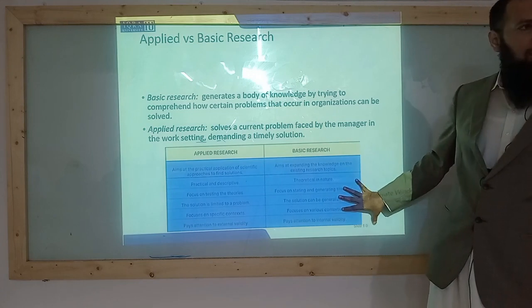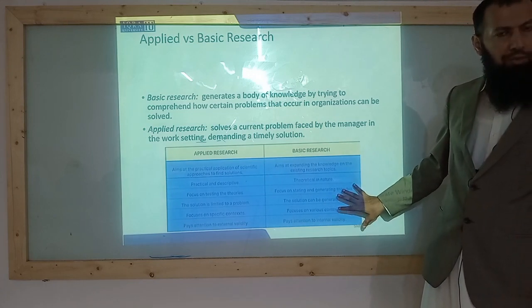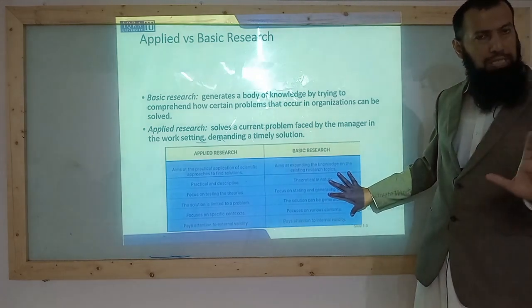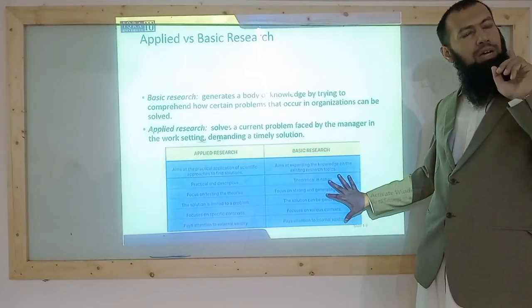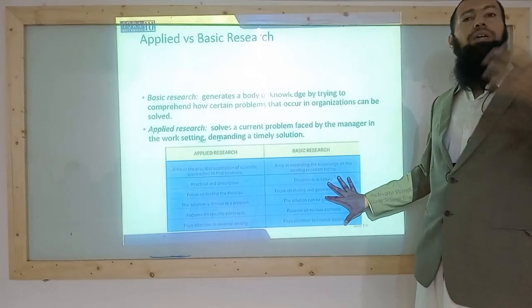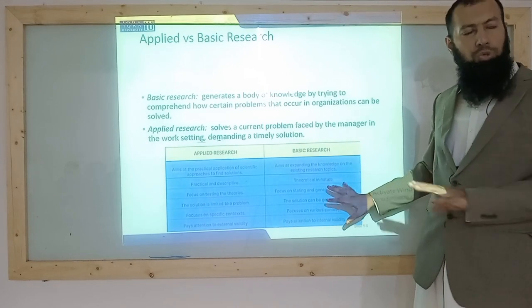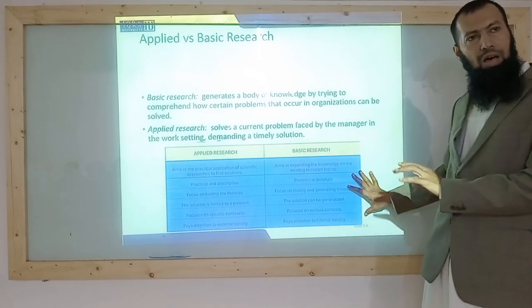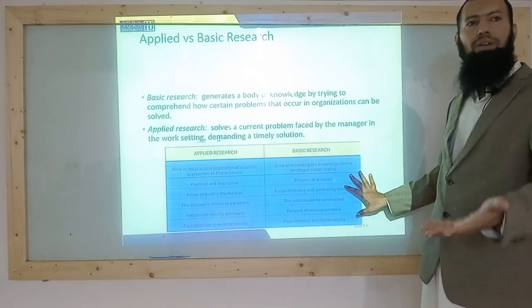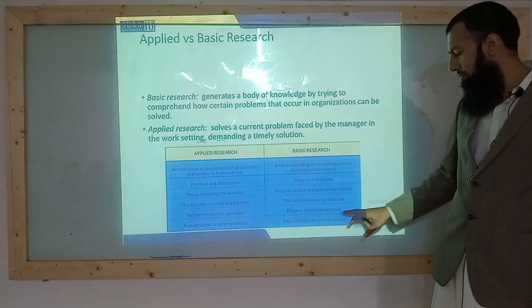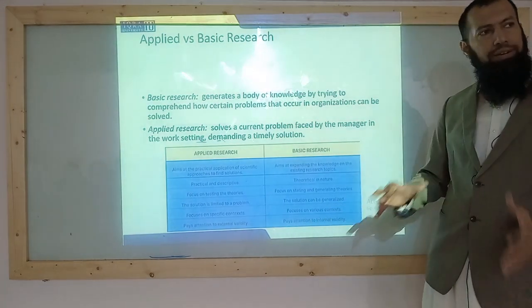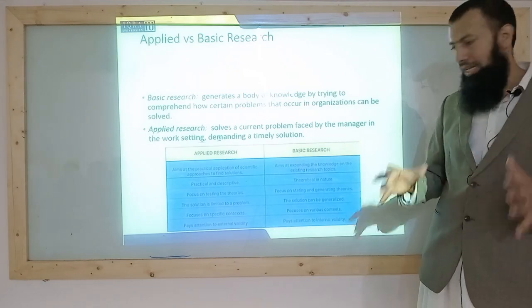A solution can be generalized. Why? Because it is not specific to a particular organization. It is a basic research, the problem which may occur. So it is not for a particular organization. It is a general one. Focus on various contexts. It is generalized.